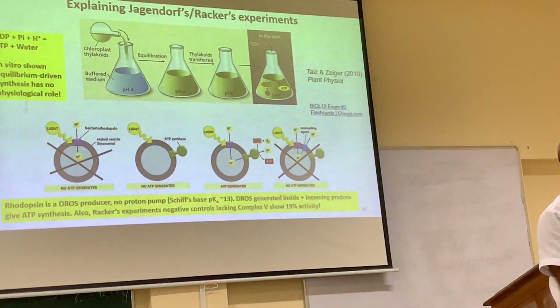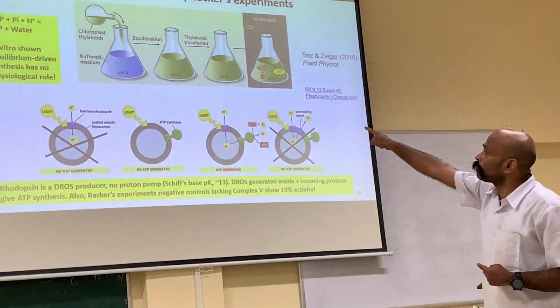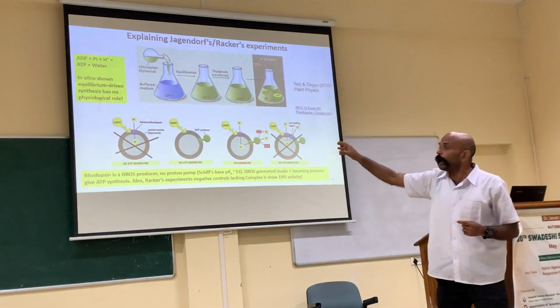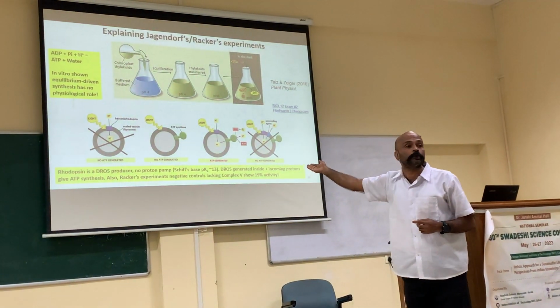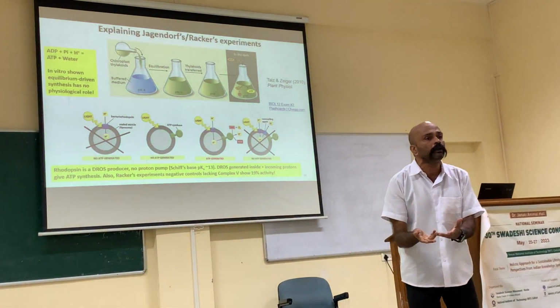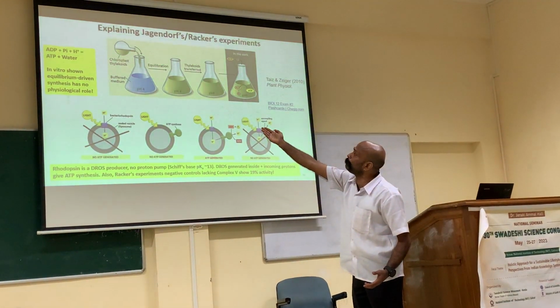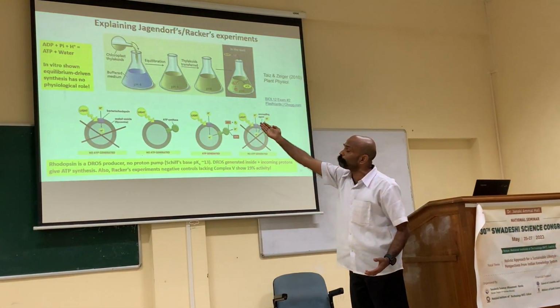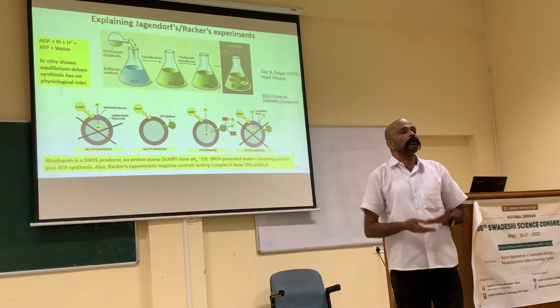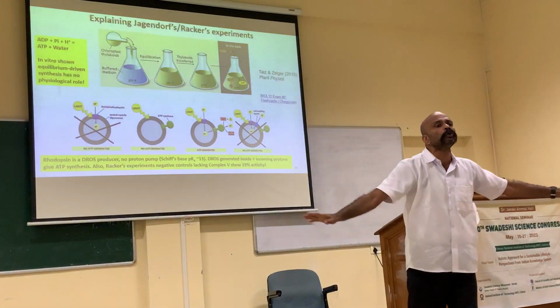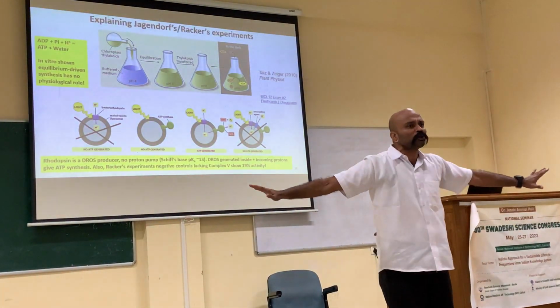it's a very simple experiment. What they did is they took mitochondria and pH 4, they equilibrated it, and then they exposed it to pH 8, and then saw ATP. The equation is very simple: ADP plus phosphate plus H plus gives ATP plus water. You will get ATP. This is equilibrium driven ATP synthesis. This has nothing to do with physiology. Nothing at all to do with physiology.